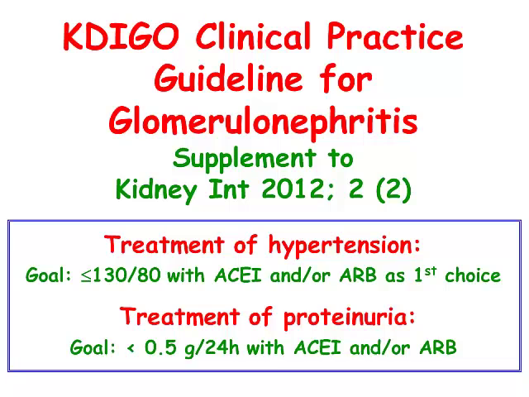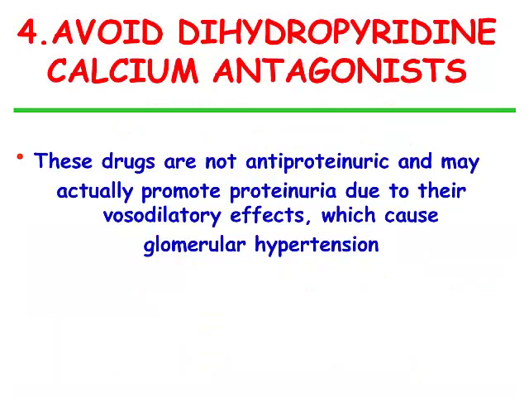The goal is to try to obtain less than 500 milligrams per 24 hours with ACE inhibitors and/or ARB. If we continue with the recommendations of the paper I mentioned at the beginning of this last part of my talk, another recommendation is to avoid the dihydropyridine calcium antagonists, such as amlodipine and nifedipine, because they are not antiproteinuric and may actually promote proteinuria due to their vasodilatory effects, which cause glomerular hypertension.